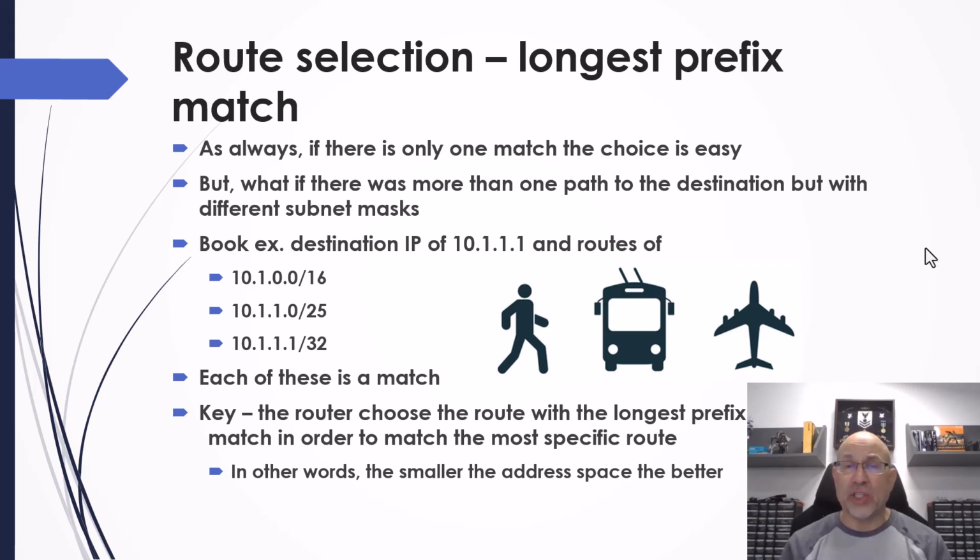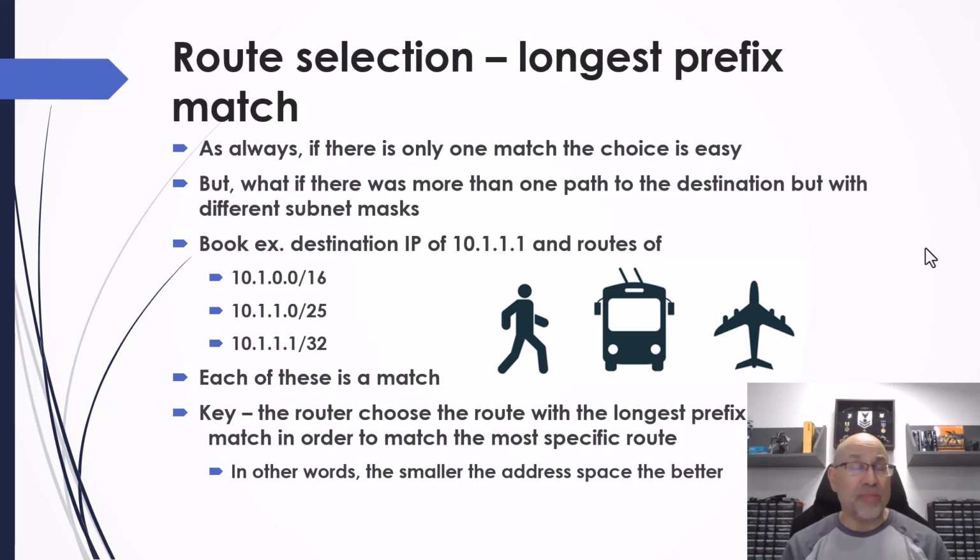Even a /30 would be much better than a /25 or a /16. Now, if I'm considering the IP address of 10.1.1.1, all three of those routes match that destination, right? That address is in those three address spaces. But one of them is a really large address space, and one of them is very, very specific. So we want the more specific match. We want the smaller address space, the longer prefix match.